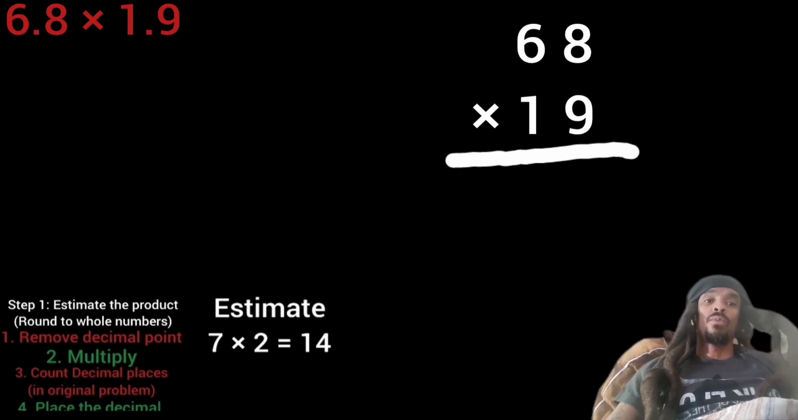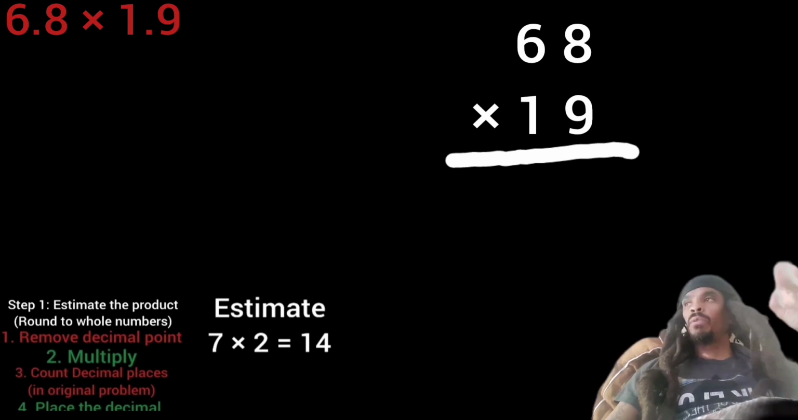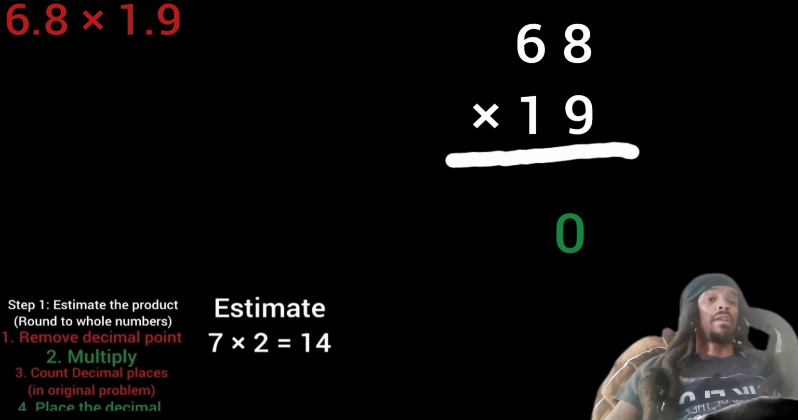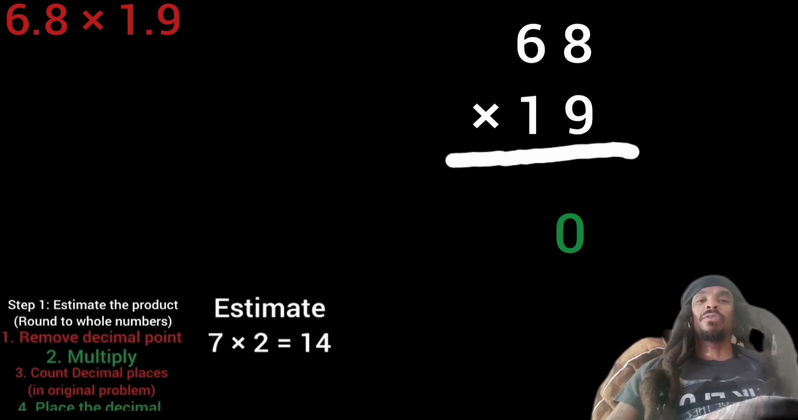All right, first thing we do, we always put our placeholder zero in our second row in the ones place. And then just go and multiply like regular. 9 times 8 is 72.